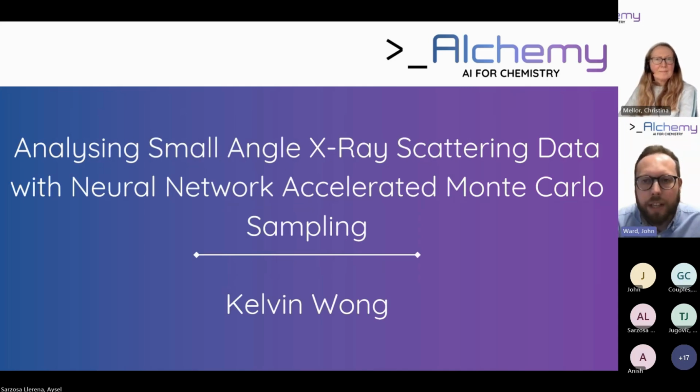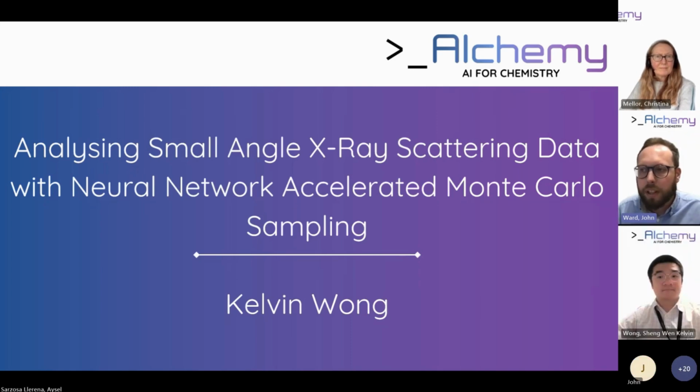Kelvin is a PhD student at UCL and is working with Keith Butler on using machine learning for the analysis of small angle X-ray scattering data. As you can see, his talk is on this very subject.